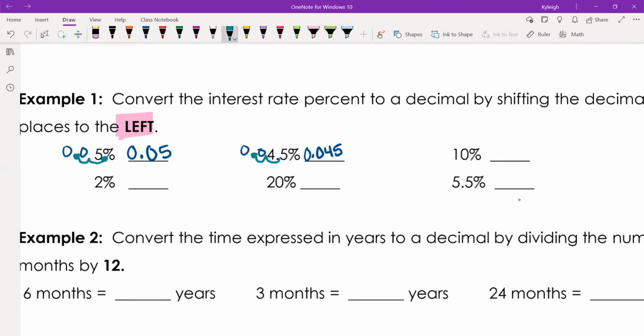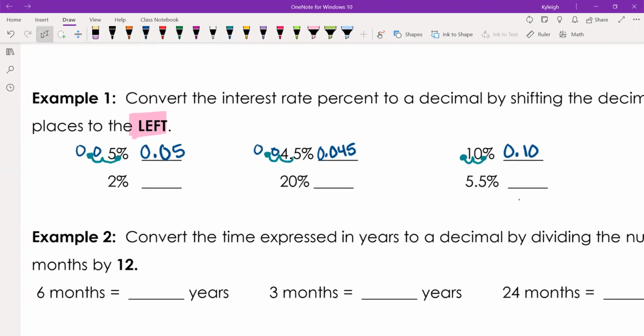The next one is 10%. So it's after the 0 and move it once, twice. So it's just 0.1, or you could put 0.10, doesn't matter. All right, I want you to try the bottom 3 on your own. So do these ones real quick for me. Pause and try those. All right, so hopefully for 2%, you got 0.02. For 20%, you got 0.2. And 5.5%, you got 0.055.